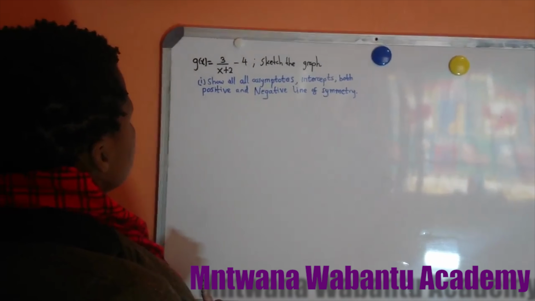Okay, let's go. So let's consider that's the vertical asymptote. Now the horizontal asymptote.